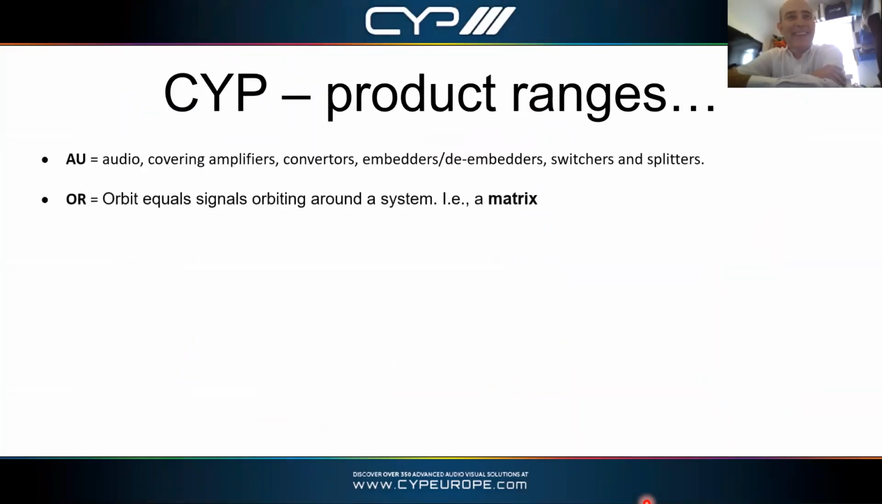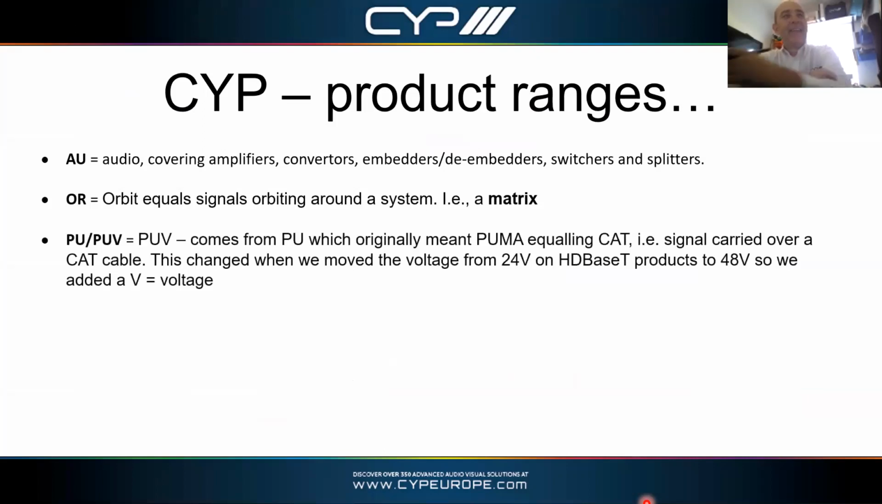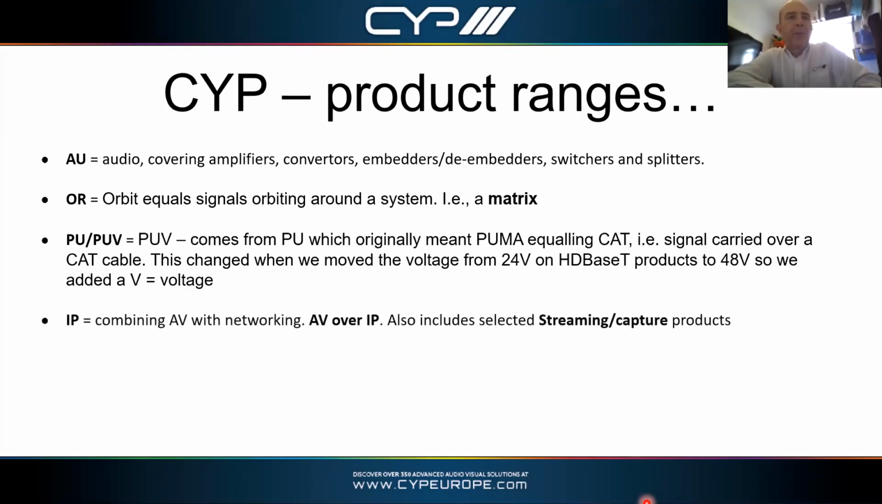All of our models start with something like AU, OR, PU, as you see on screen. If we quickly run through them, AU are audio products like converters and amplifiers. OR, so something orbiting around something, so basically a matrix. PU and PUV, which we went through in detail in our previous webinar, are mostly signal over CAT cable. You can find all the previous webinars on YouTube if you want to see them.